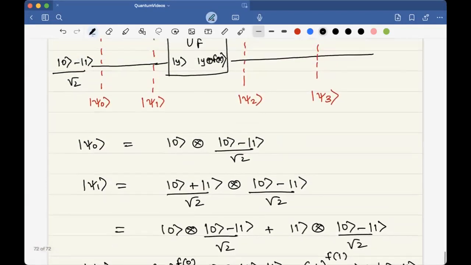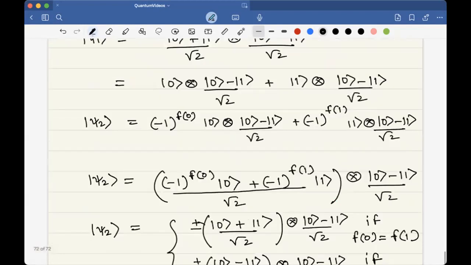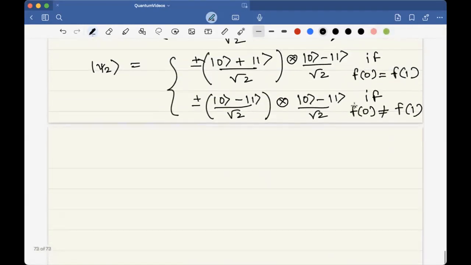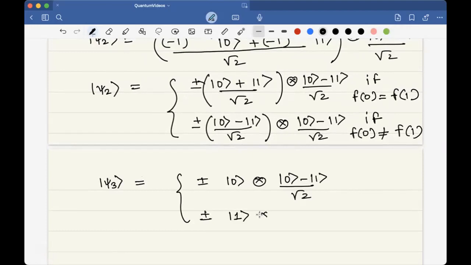So over here, we have only one more gate to apply, and the final gate to apply is the Hadamard gate. After applying the Hadamard gate, we will be in a state psi 3. So let's write psi 3, post applying the final Hadamard gate. This will be plus or minus. The Hadamard gate takes ket 0 plus ket 1 over square root of 2 to ket 0, tensor ket 0 minus ket 1 over square root of 2. The Hadamard gate takes ket 0 minus ket 1 over square root of 2 to ket 1, tensor ket 0 minus ket 1 over square root of 2.